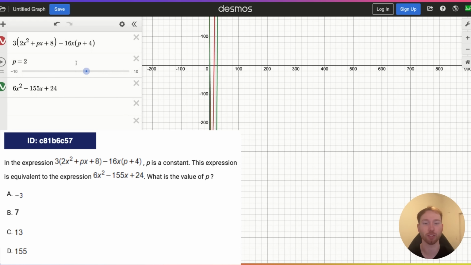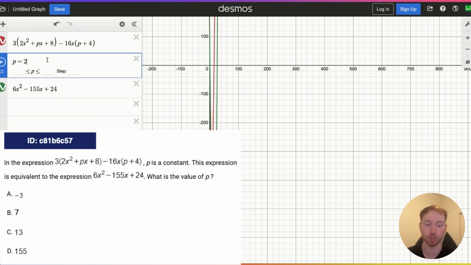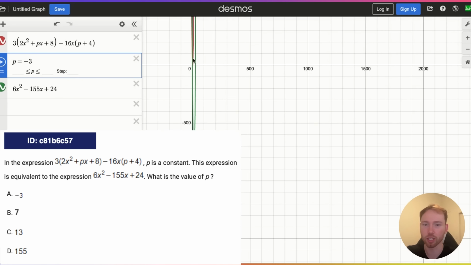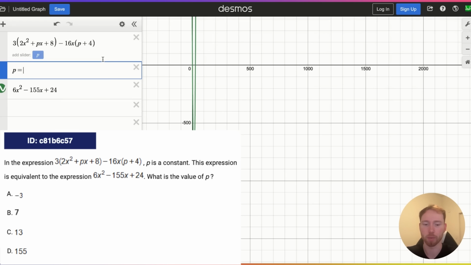But since we have answer choices, I can go ahead and just plug in A, B, C, and D and see what the correct answer is rather than using a slider. So take a look. The first one's -3. I can see that these are clearly not the same line. Let me plug in B, 7.